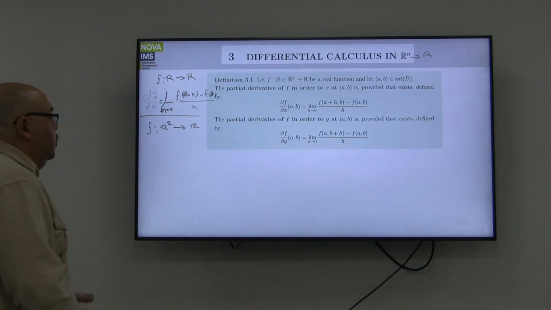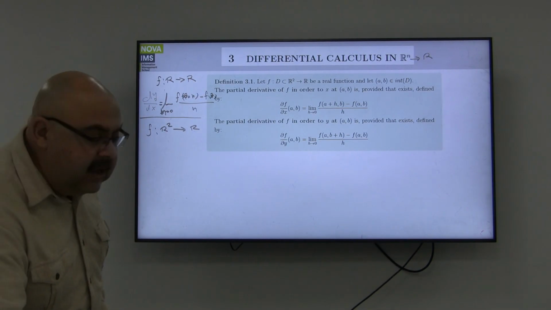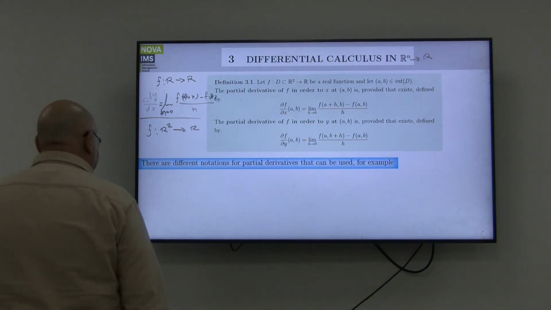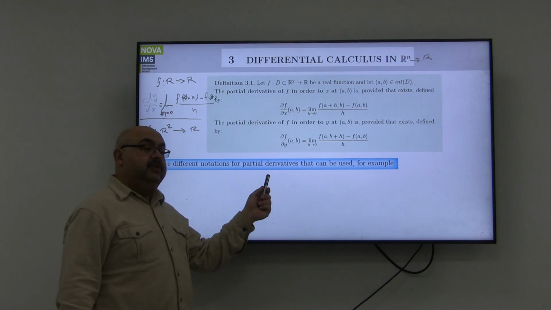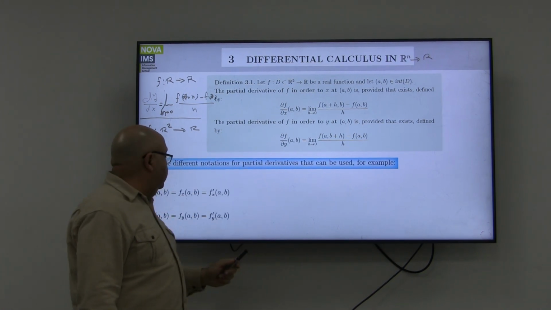This is very, very simple. All I have to do is follow the steps and you will be able to find your derivative. There are different notations for partial derivatives. Also, you should be familiar with all of this.